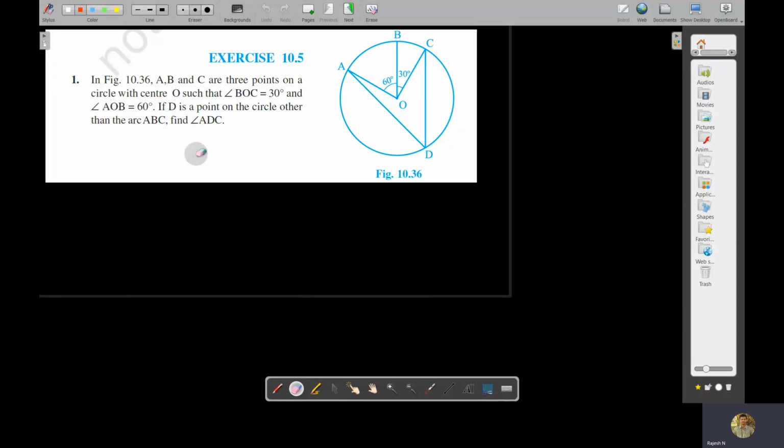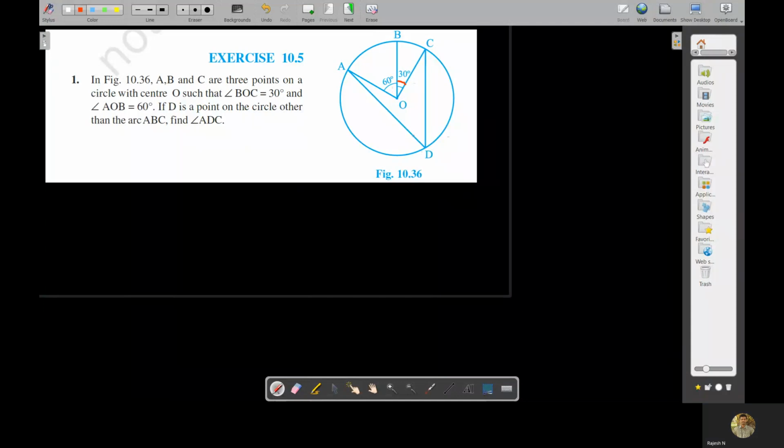Exercise 10.5. In figure 10.36, A, B, C are 3 points on a circle with the center O such that angle BOC is equal to 30. Angle BOC, this is angle BOC, 30. Angle AOB is equal to 60. If D is a point on the circle other than the arc ABC, find angle ADC. You have to find out this angle.